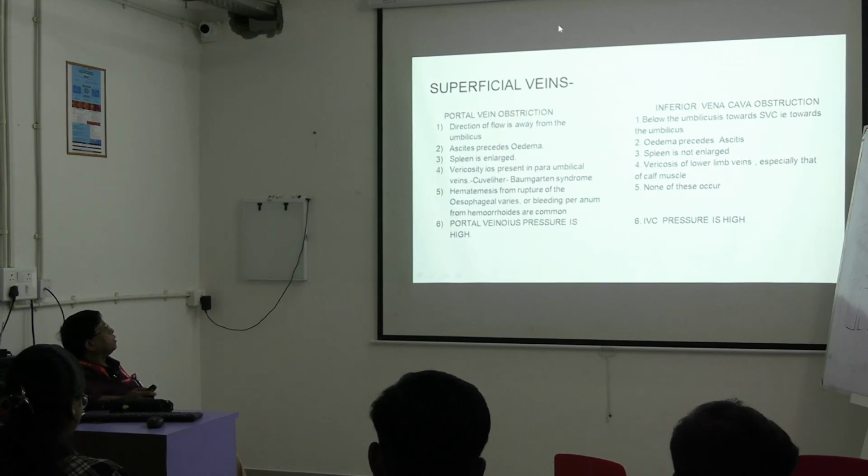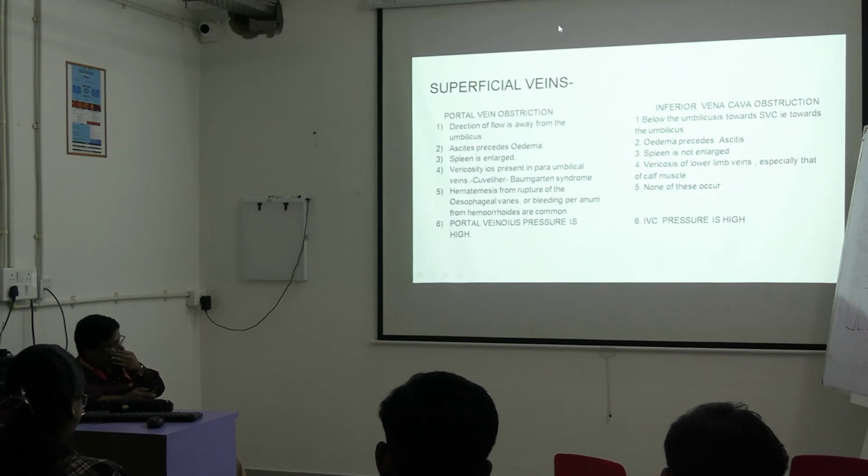Fifth point, hematemesis from rupture of esophageal varices or bleeding per anum through hemorrhoids is common in portal hypertension. You know that these are the sites for portal systemic anastomosis, and these are the sites for portal bleeding. None of these occurs in IVC obstruction, because there is no portal hypertension and no issue of portal systemic anastomosis. So these things never occur, neither upper GI bleeding nor lower GI bleeding. These are not features of inferior vena cava obstruction.